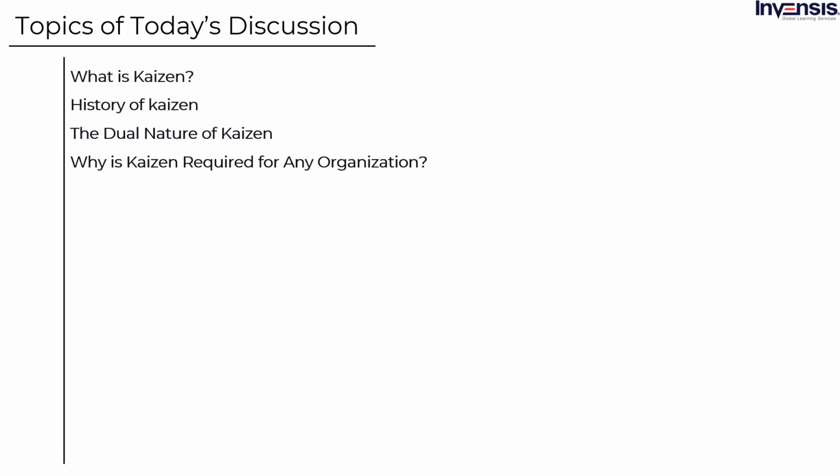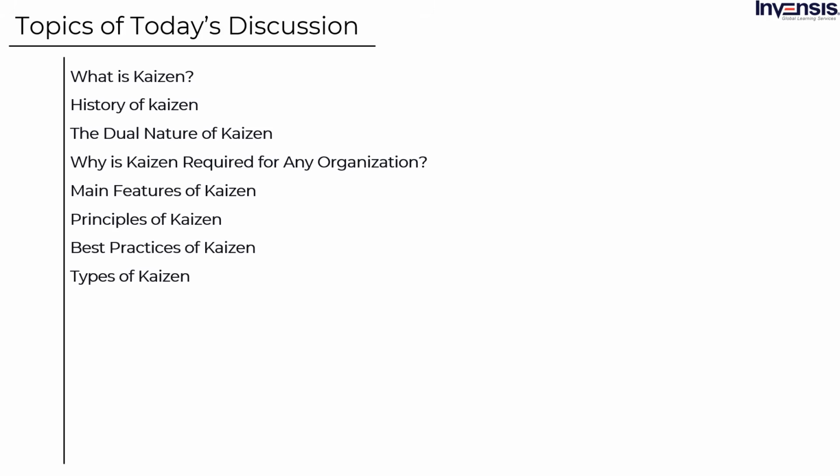Moving on, we shall discuss the importance of Kaizen in any organization. Next, we shall discuss some features of Kaizen, and then continue to know some of its principles. Then, we shall talk about some of the best practices of Kaizen. Further, we shall take a look into various types of Kaizen. Next, we shall see some interesting examples of Kaizen based on categories.